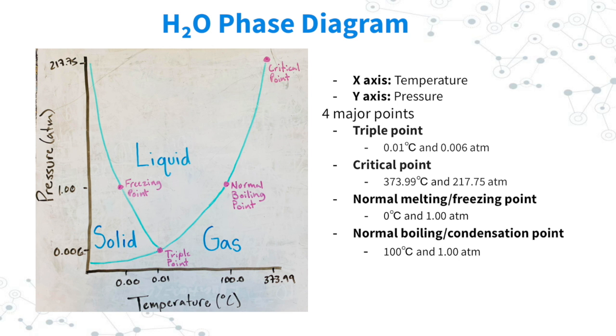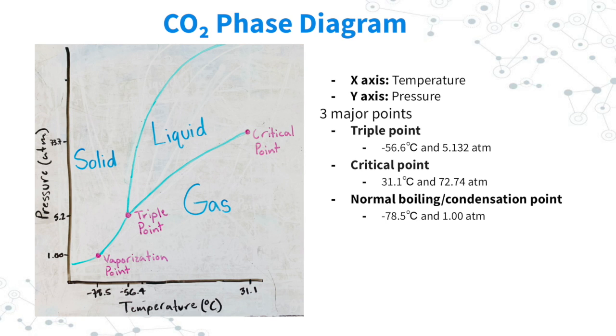This is a phase diagram for H2O, water. It has 4 phases, 3 of which are shown here. There is a solid region, liquid region, gas region, and the supercritical region, which isn't shown. There are 4 major points on this graph: the normal melting freezing point for water, which is at 0 degrees Celsius and 1 atm, the normal vaporization and condensation point, which is at 0 degrees Celsius and 1 atm, as well as the triple point, which is at 0.01 degrees Celsius and 0.006 atm. The critical point is also shown, which is at 373.99 degrees Celsius and 217.75 atm.